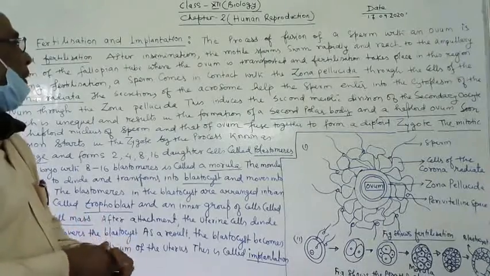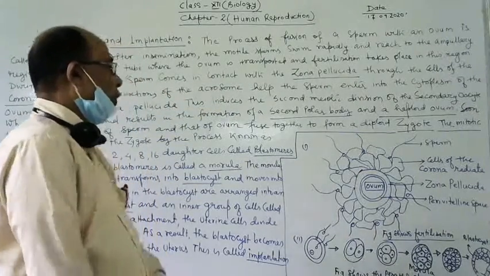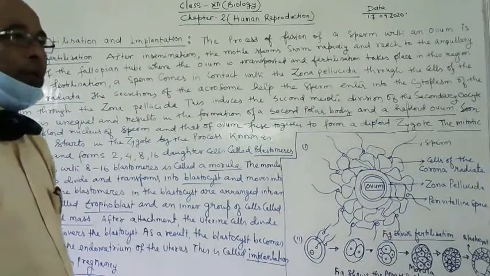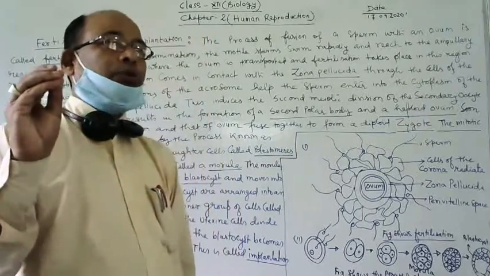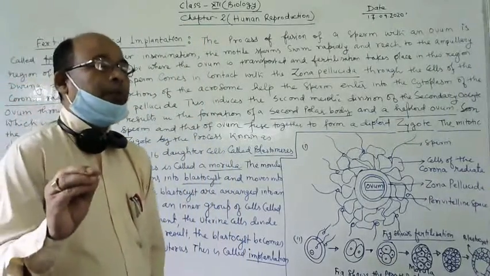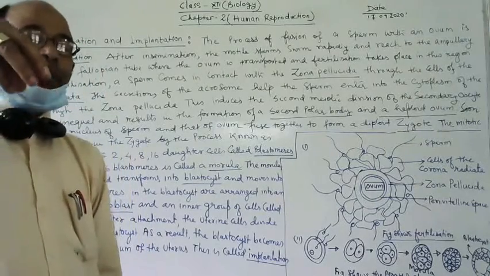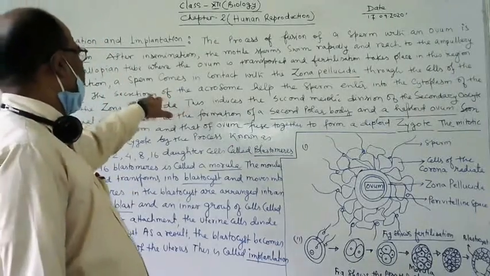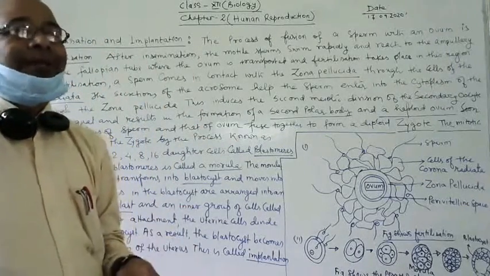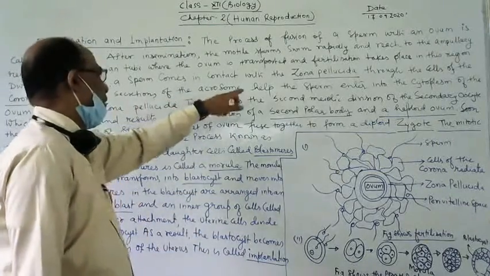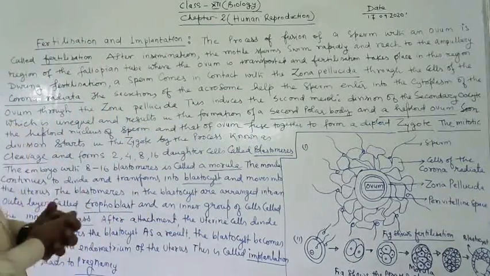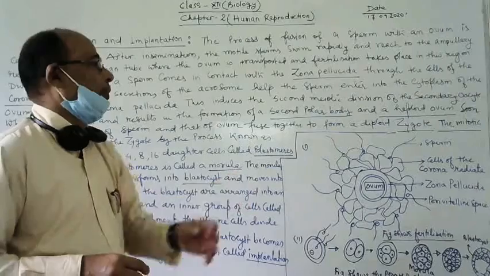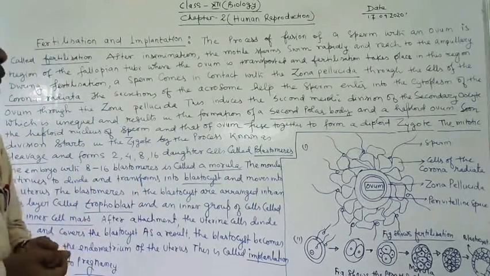There, during fertilization, a particular sperm comes in contact with the zona pellucida. Zona pellucida lies beneath the cells of the corona radiata. The upper portion of the sperm has one cap-like structure which contains many enzymes. This cap-like structure is known as the acrosome, and the secretion of the acrosome helps the sperm to enter the cytoplasm of the ovum through the zona pellucida, and this induces the second meiotic division of the secondary oocyte.